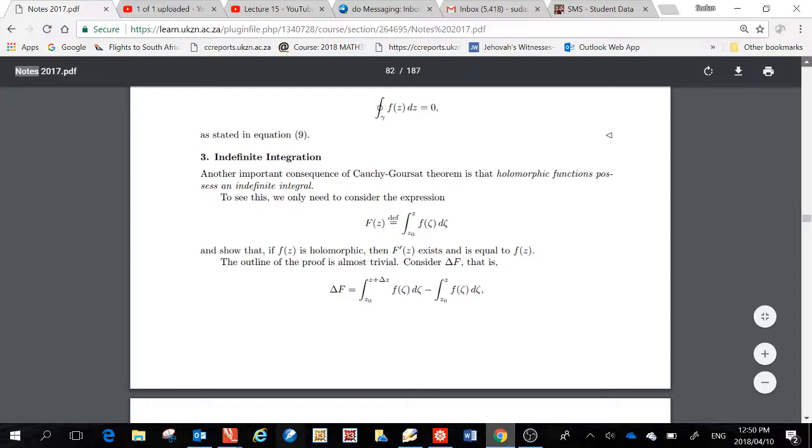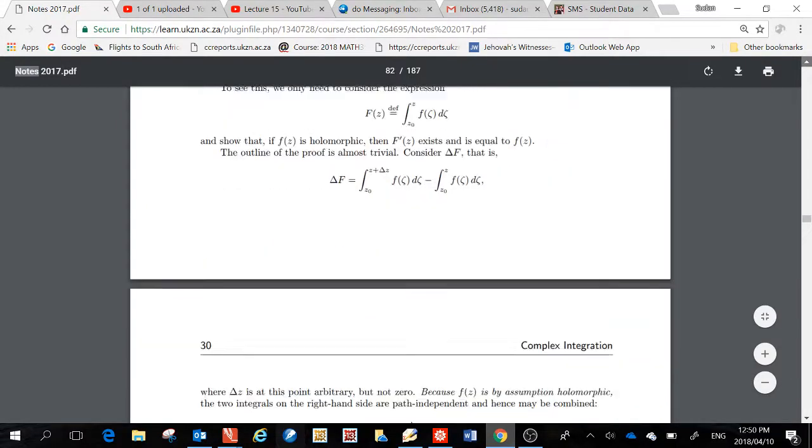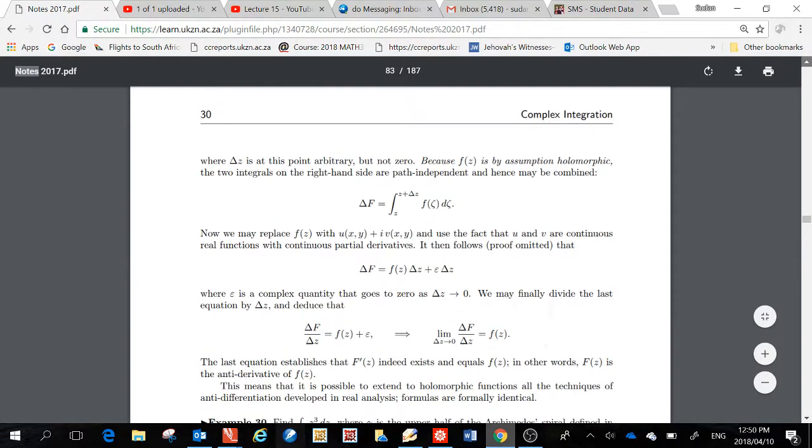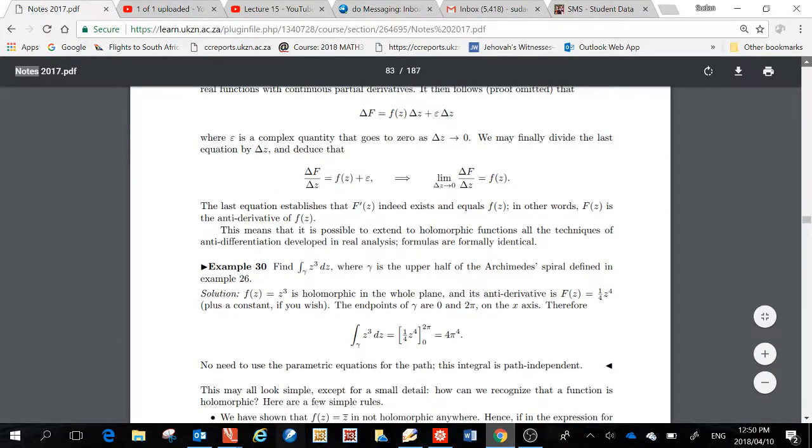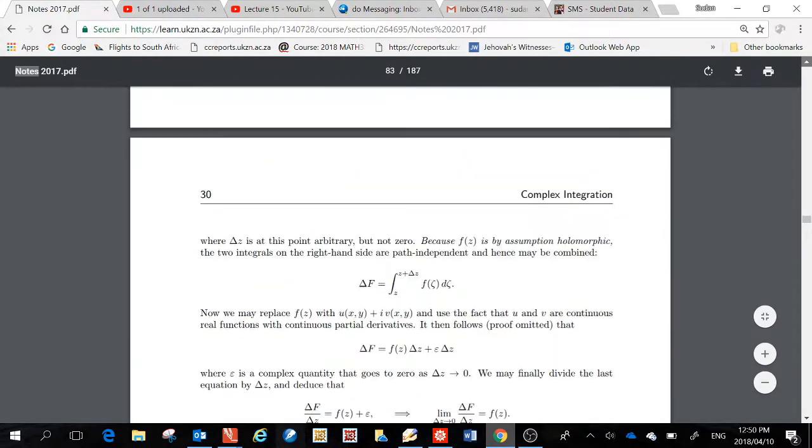Well, there's this easy example here, which is z to the fourth. You see, if you look at the book, look at the board, there's an example of z.